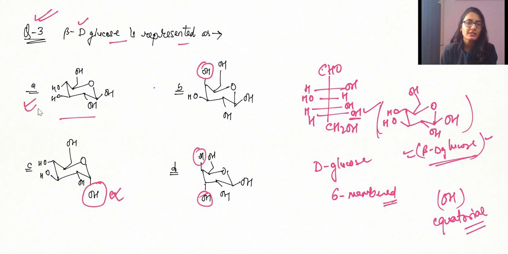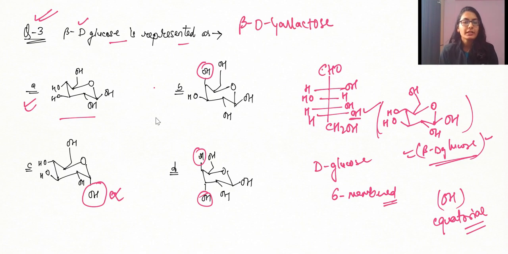Okay, so our correct answer is option number A. So definitely you will be able to directly answer these types of questions. Along with that, guys, if I ask you, let's say, what is the structure of beta D galactose? You must know the relationship between beta D glucose as well as beta D galactose.